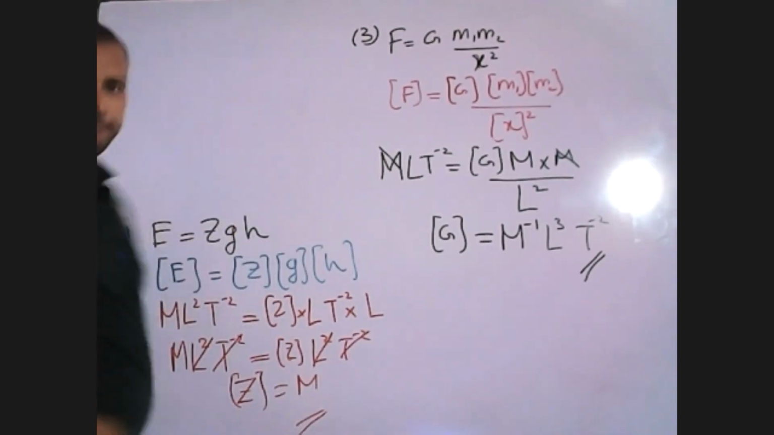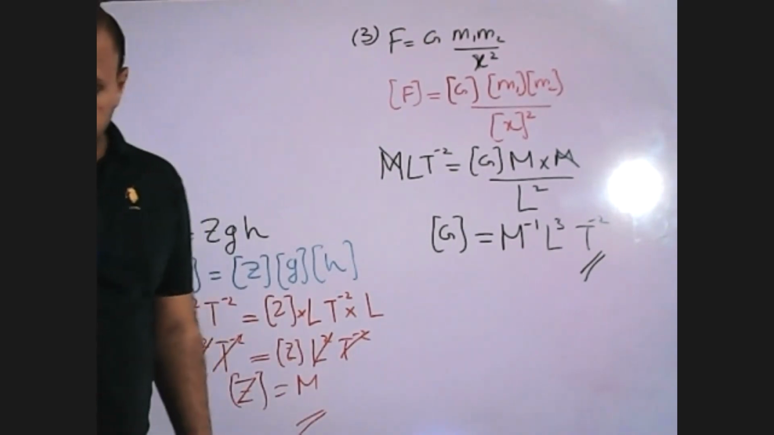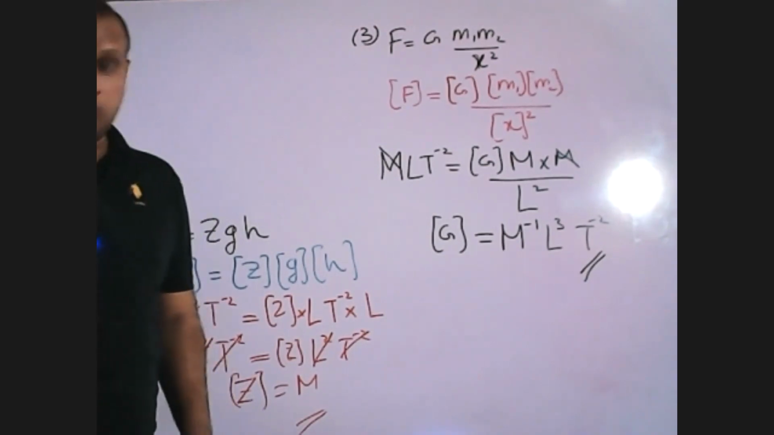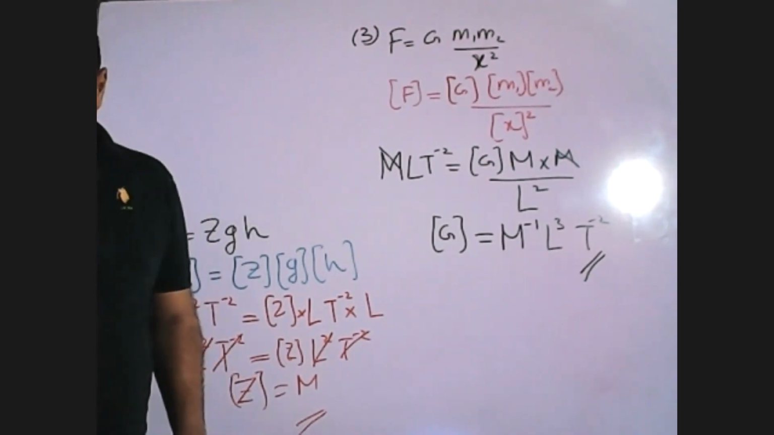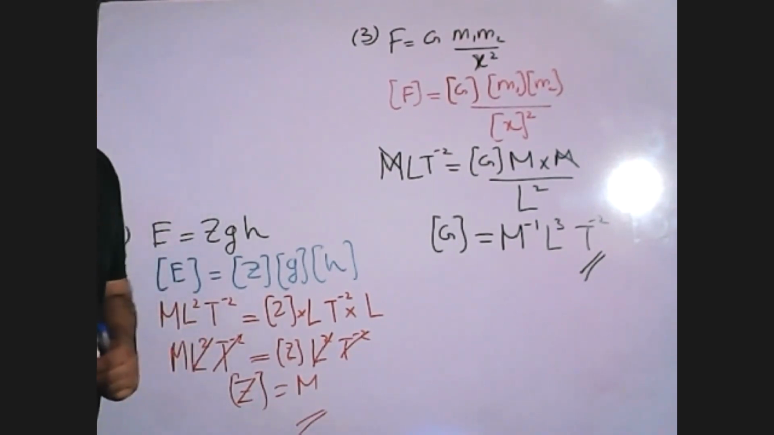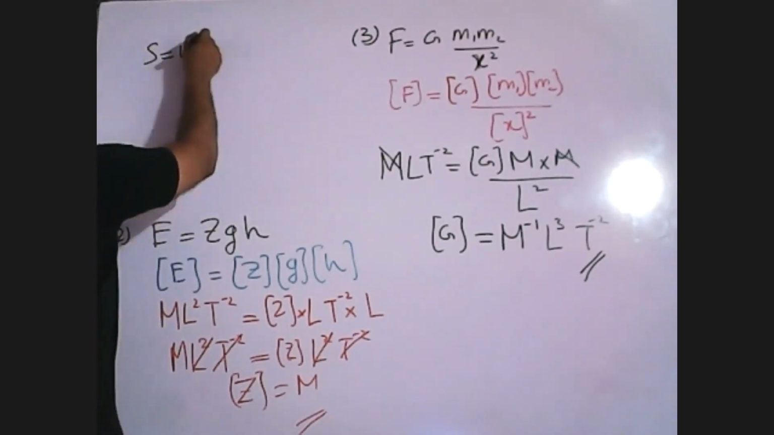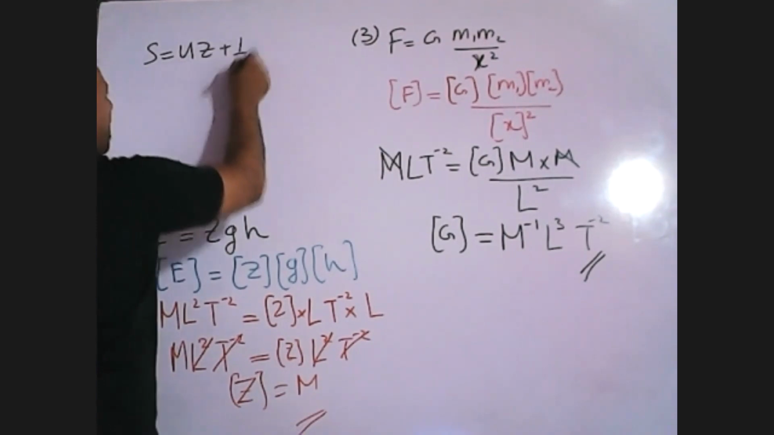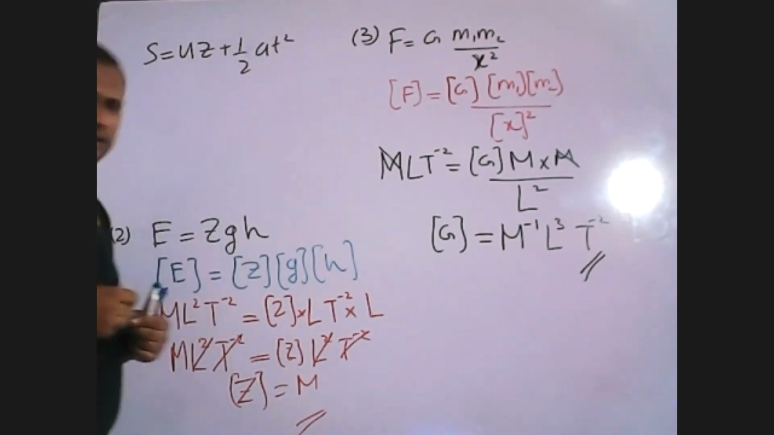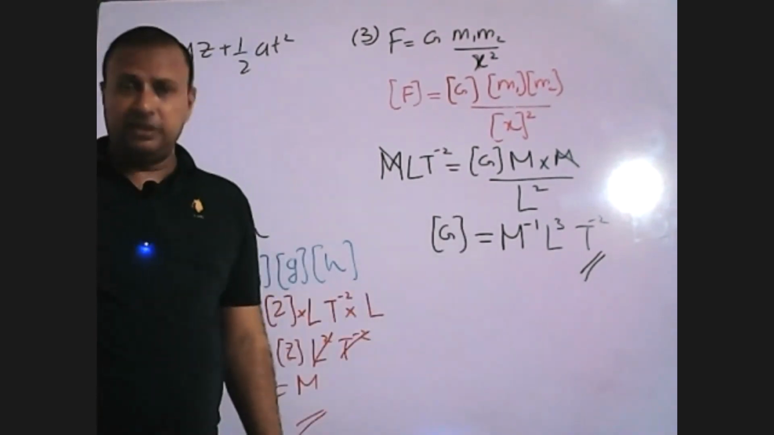The next question, you have to clearly understand how to do the next question. Everyone, please look at this. Stop your work and please look at this. S equal U T plus half A T squared. In this case, you don't want to expand each and every term.